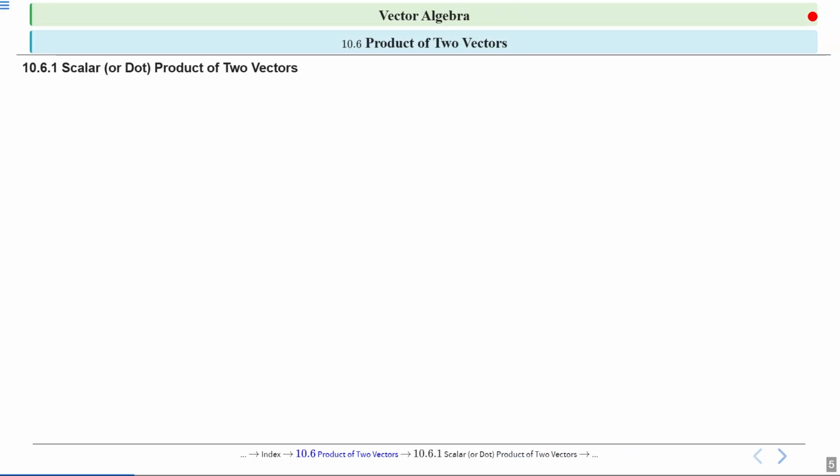So NCERT section 10.6.1, scalar or dot product of two vectors. Today we are diving into vector algebra, specifically focusing on the scalar or dot product of two vectors. This is a fundamental concept in mathematics that helps us understand how vectors interact with each other in terms of magnitude and direction.